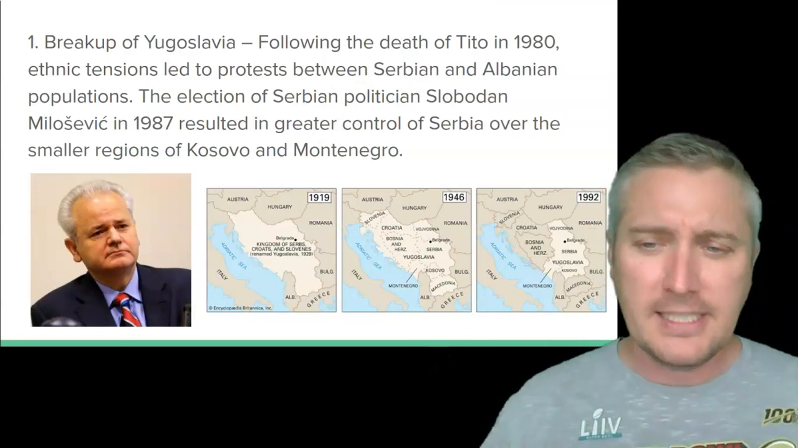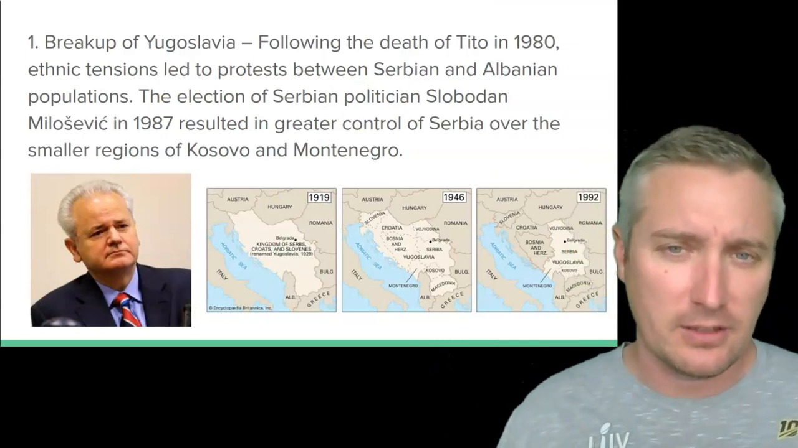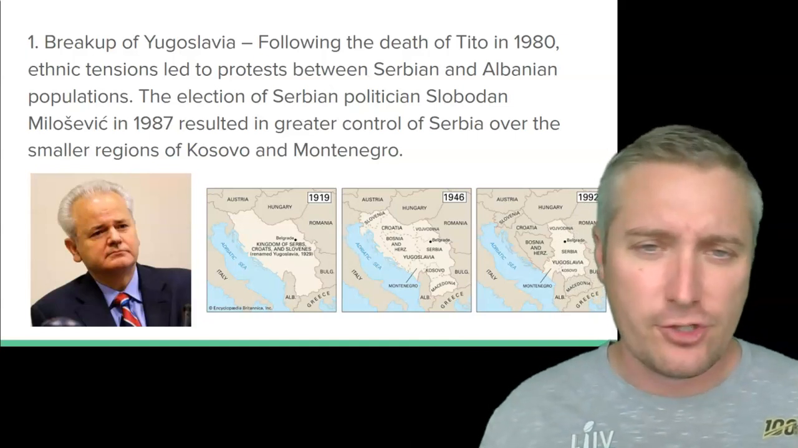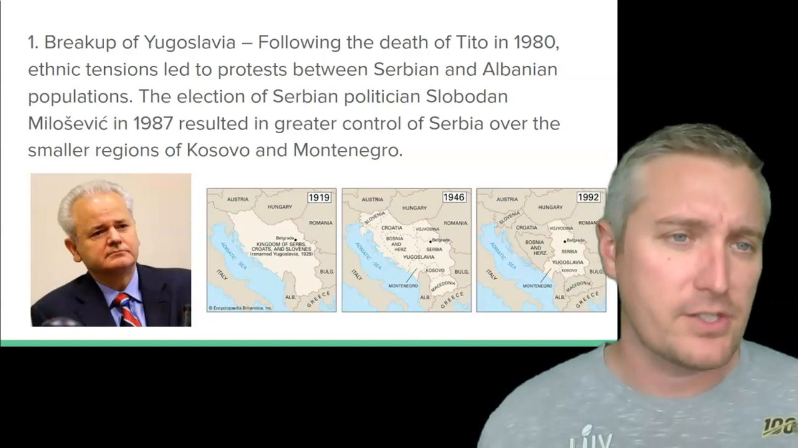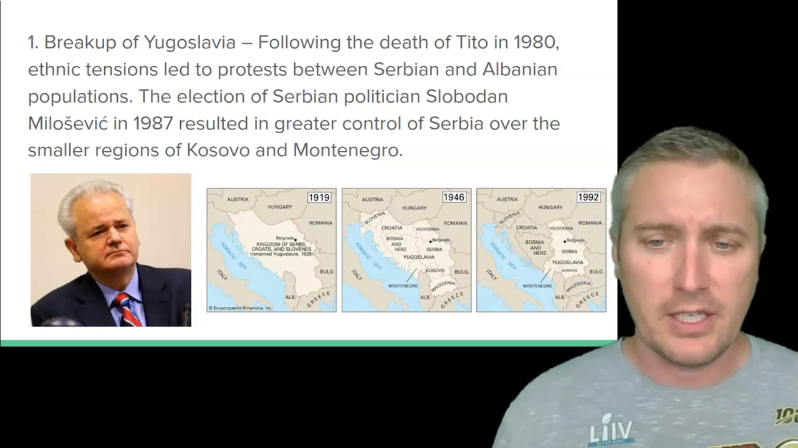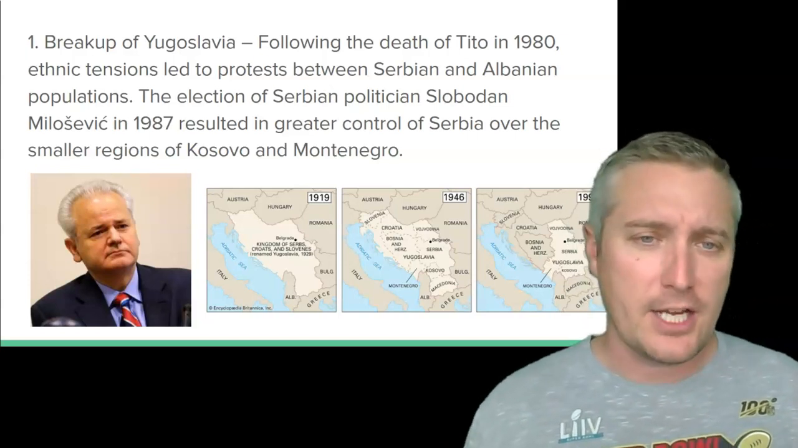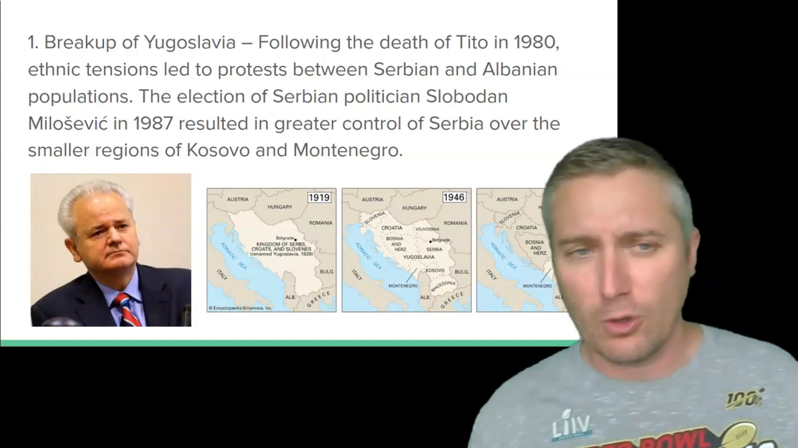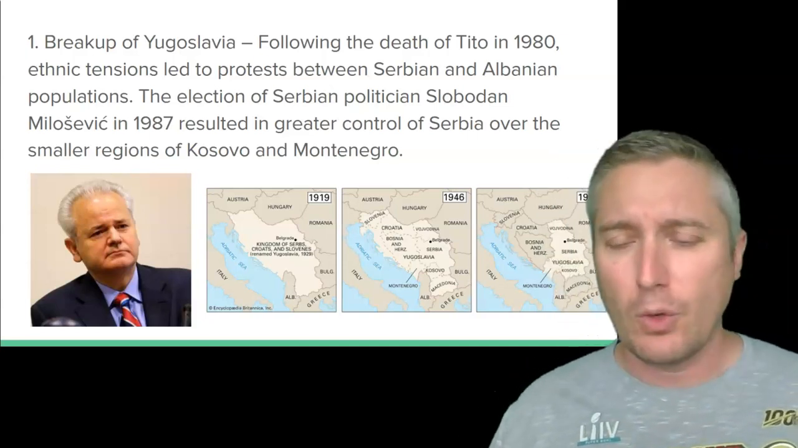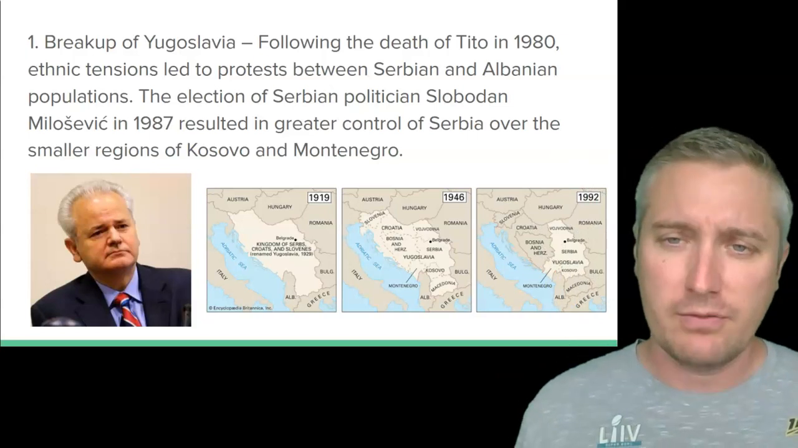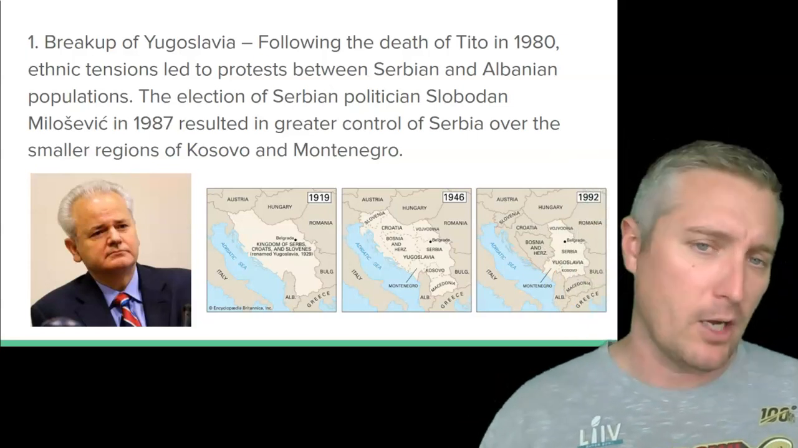Now, in 1992, after the Soviet Union collapsed, a lot of these nations in Eastern Europe began to declare independence. And Yugoslavia, with all of its ethnic tension, did start to dissolve. You had nations like Slovenia and Croatia. They wanted to break off, and they wanted to form their own nation based off of their own ethnic background.